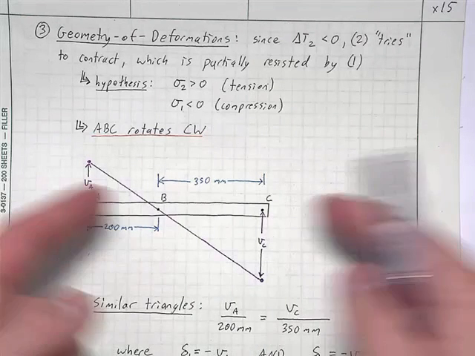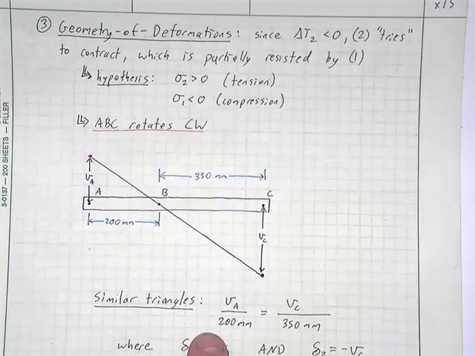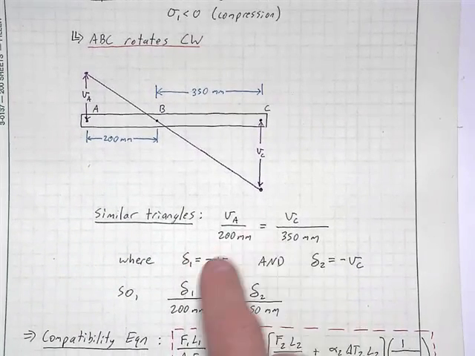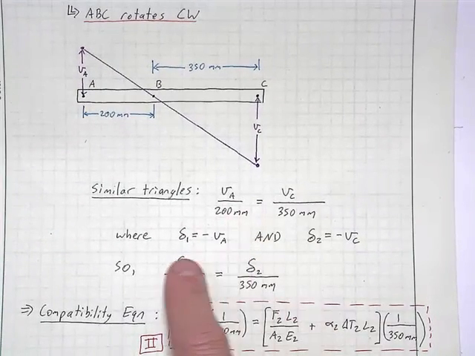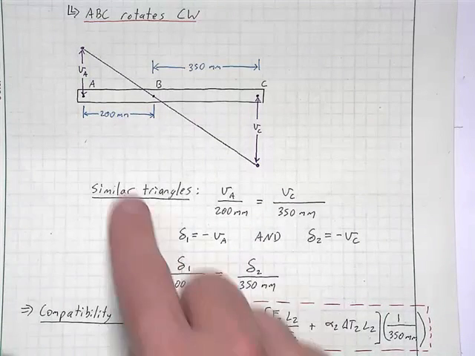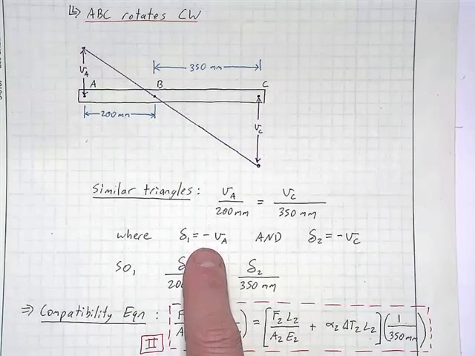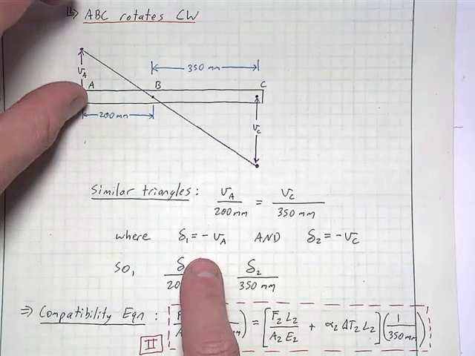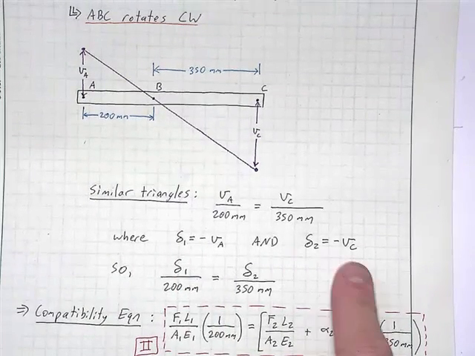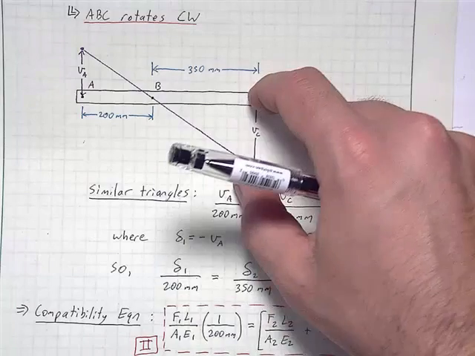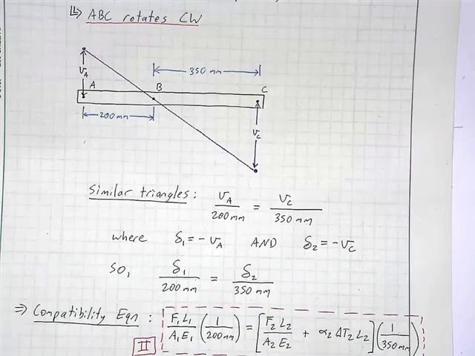All right, so we draw out the ABC bar here and apply similar triangles. So that's what we have here. And we relate these deflections to the deformations in 1 and 2. So the deflection at A is equal to the deformation in 1, but with a negative sign there, because this is a positive deflection, but it's associated with a negative deformation. And the same thing over here at C: the deflection at C is associated with the negative deformation inside of 2.